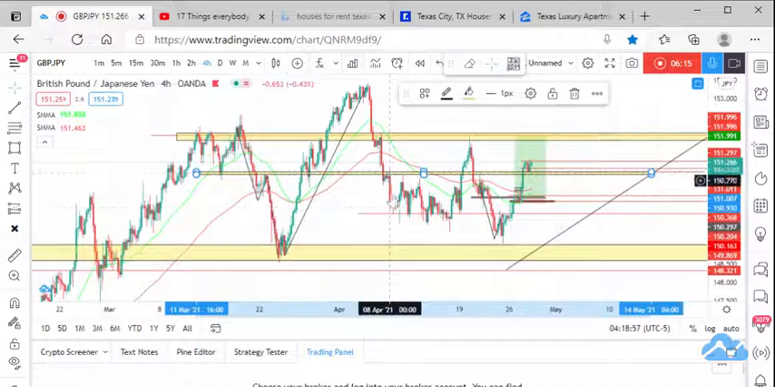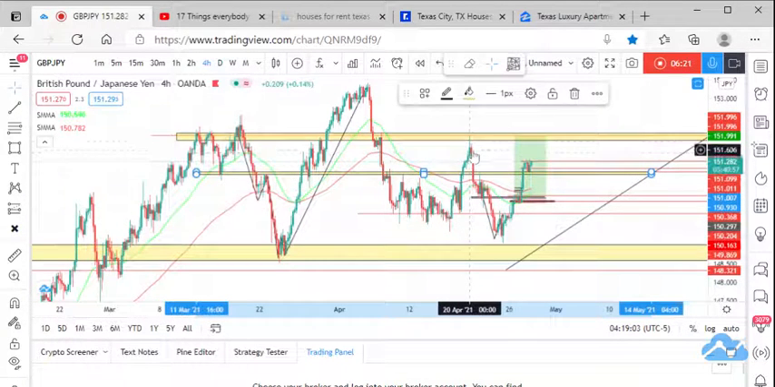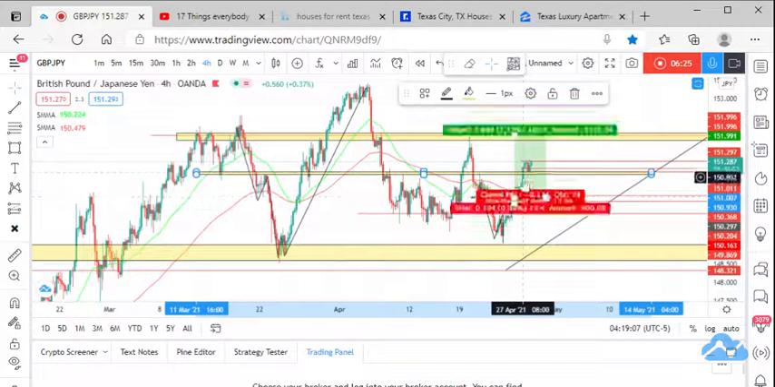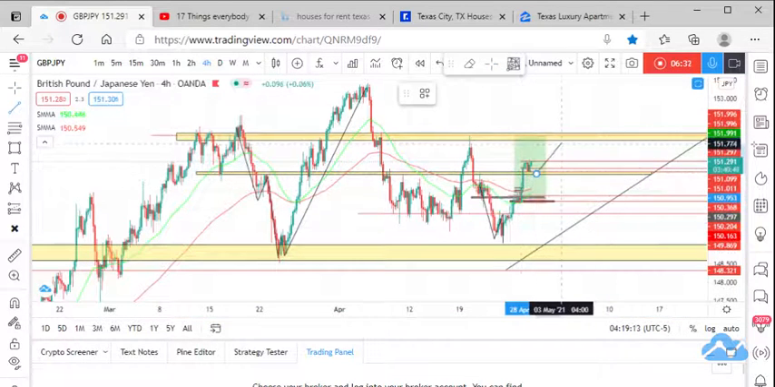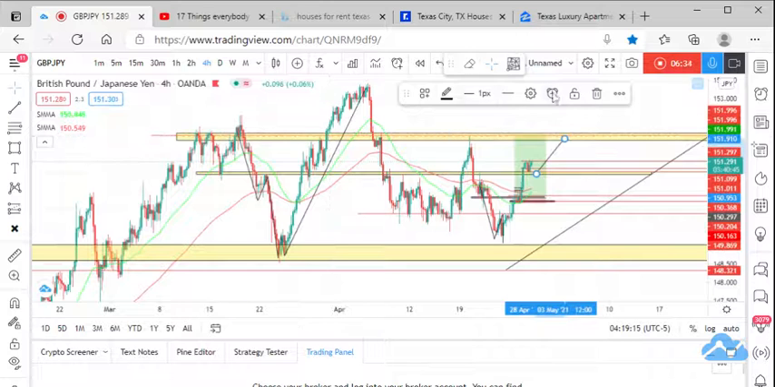Broke past that zone, touched that zone, spiked down, touched it again, spiked down. I almost touched it, spiked down. Broke through it, came back down, retested it, spiked down. Broke through, retest, spike up. Spike up, bam. That's all we can expect.